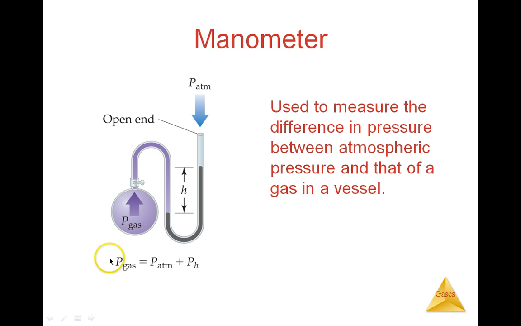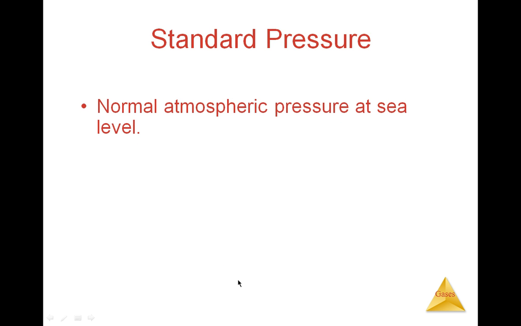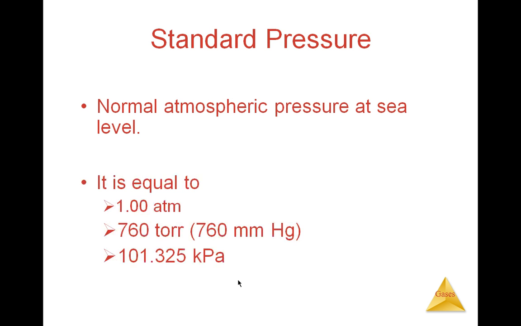Thus, the pressure of our enclosed gas would be the pressure of the atmosphere, because it's pushing against this column of mercury, plus the height, and the height we of course want to record in millimeters. So if we use our units in millimeters mercury, and if the substance is mercury, we can use that to calculate the pressure of the gas. Standard pressure, normal atmospheric pressure at sea level, is equal to all of these units, as I've discussed before.